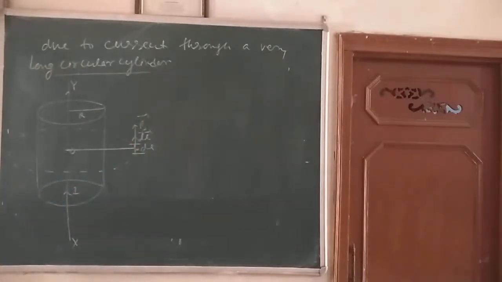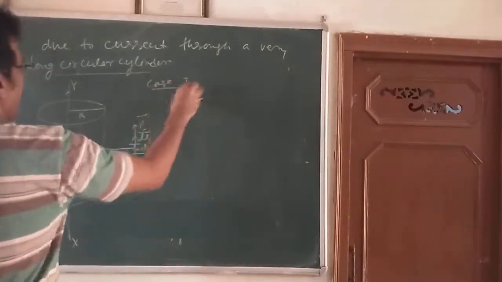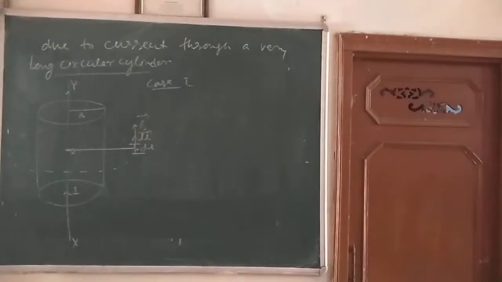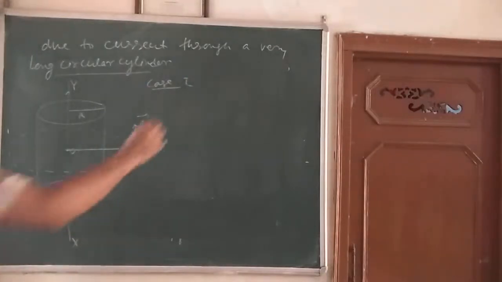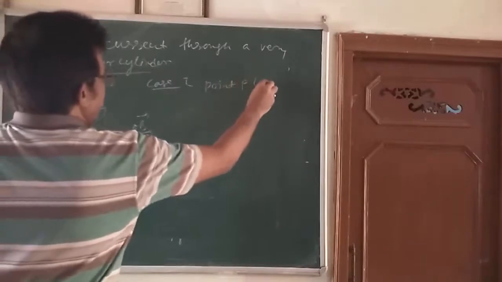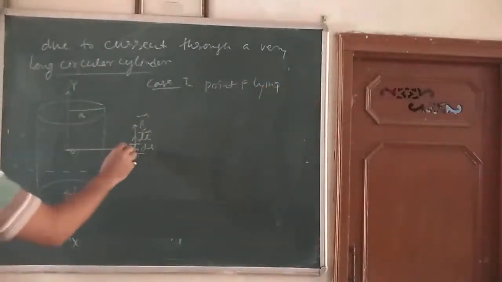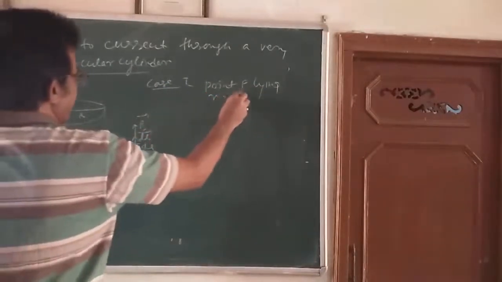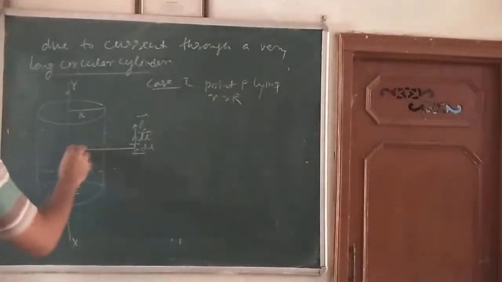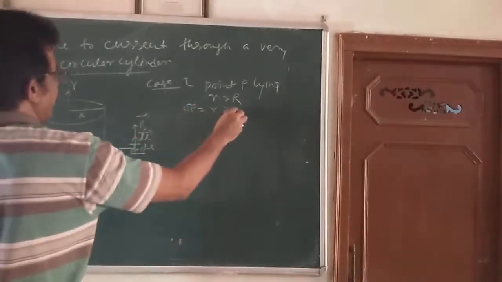Now, case first. Point P lies outside the cylinder. I can say this distance r is greater than capital R. This distance here, O to P is r, which is greater than R.